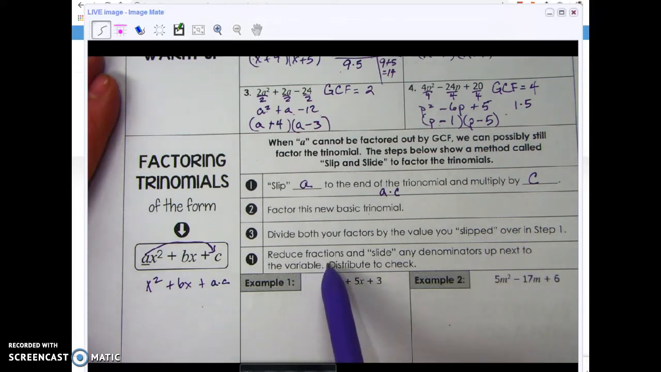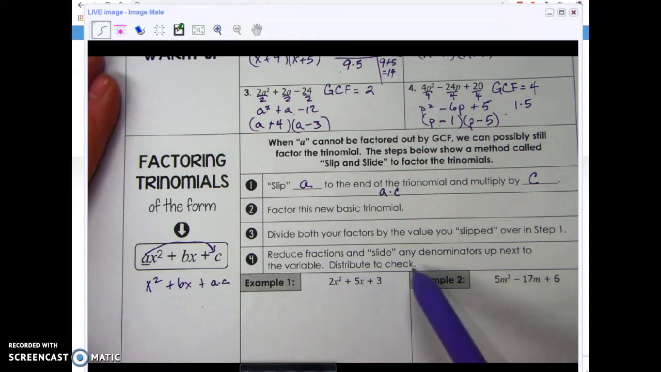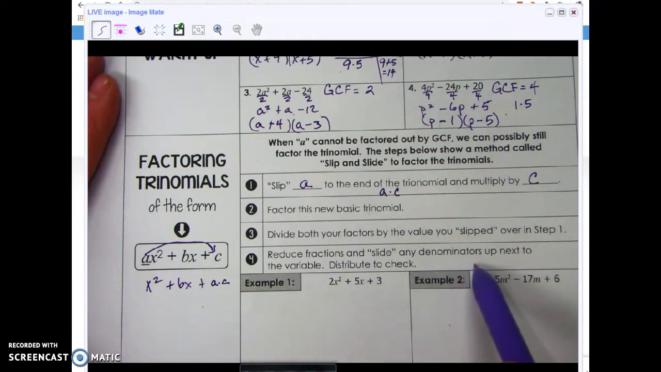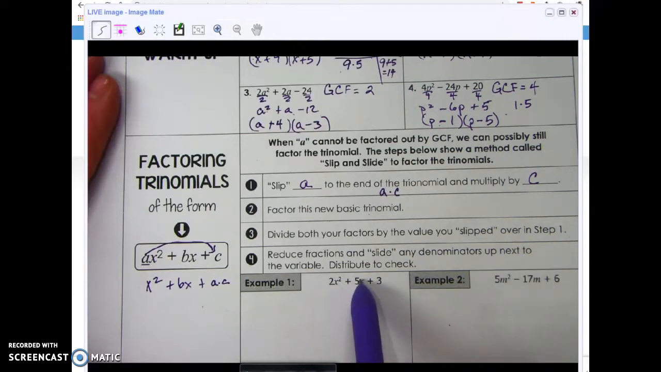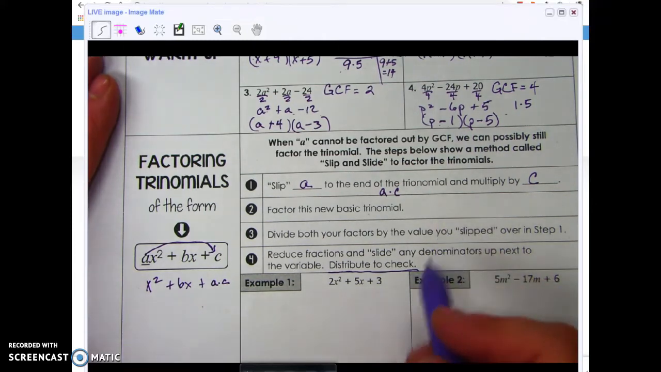Then I reduce any fractions that need to be reduced, and then slide any denominators up to next to the variable. And then when we say distribute to check, that means we multiply it back out and make sure it came back to equaling the same thing we started with. So let's get started on this.